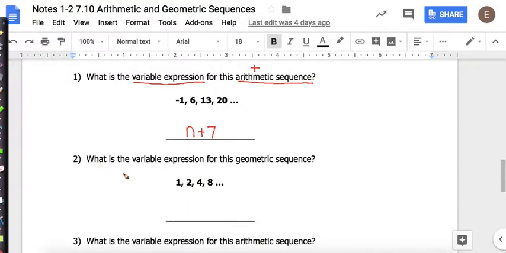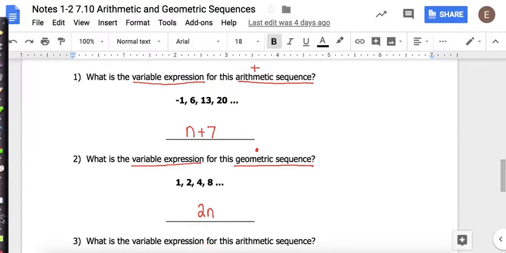Number 2, what is the variable expression, underline, for this geometric sequence? Now remember, geometric sequence, we're multiplying by the same number each time. So we have 1, 2, 4, 8. What number are we multiplying by here? Good, we're multiplying by 2. So we can write 2n. Remember, when we write multiplication, we put the number in front of the letter.